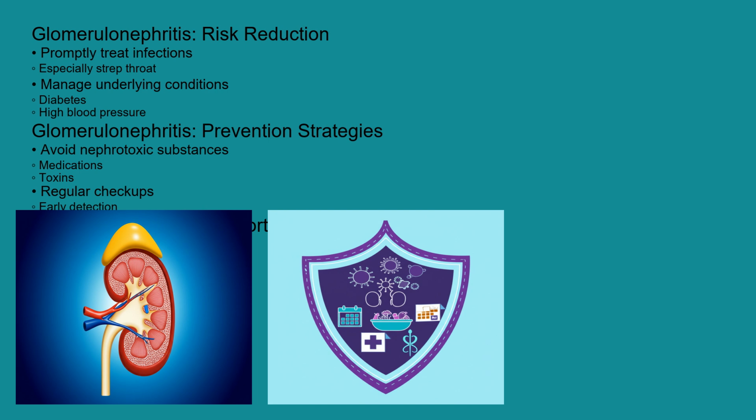While it may not always be possible to completely prevent glomerulonephritis, certain measures can help reduce the risk. Prompt treatment of infections, such as strep throat, can prevent post-streptococcal glomerulonephritis. Managing underlying conditions, like diabetes and high blood pressure, can also help protect the kidneys. Avoiding certain medications and toxins that can damage the kidneys is also important. Regular checkups with a healthcare provider can help detect early signs of kidney problems. Maintaining a healthy lifestyle, including a balanced diet, regular exercise, and avoiding smoking, can also support kidney health.